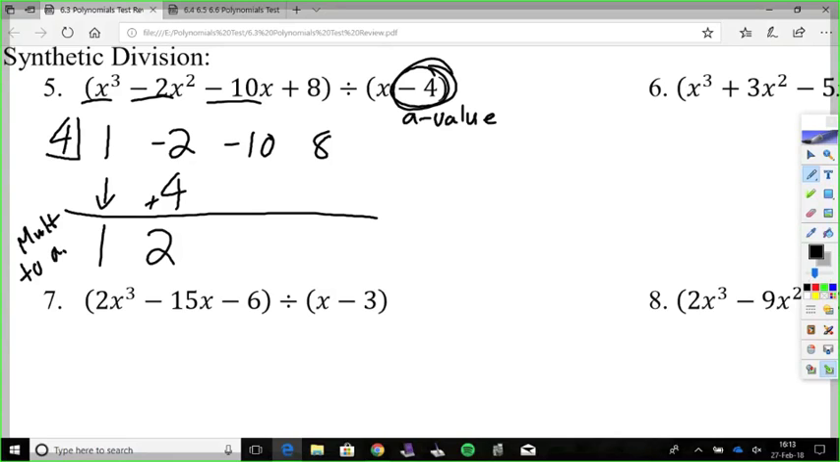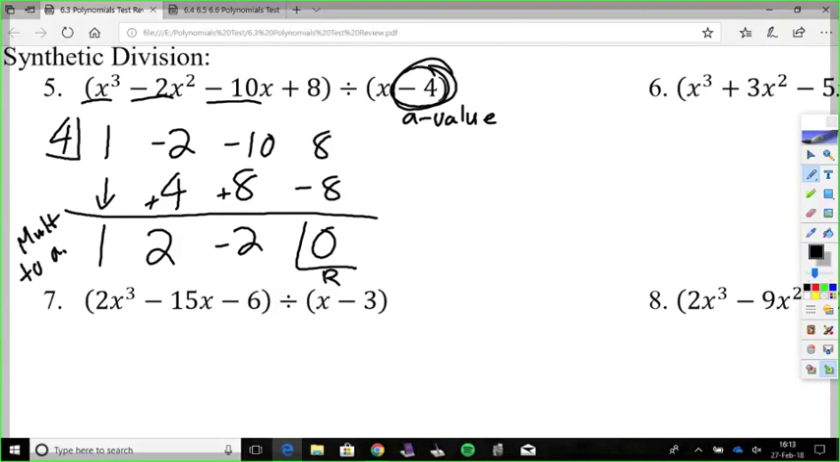Now I'm going to take that 2, multiply it to my a value. 2 times 4 is 8. I'm going to put that 8 under the next term and add them. Negative 10 plus 8 will be negative 2. Now we take the negative 2, multiply that to my a value, and that's going to be negative 8. So we're adding, I know we're adding, but we're adding a negative, so just think of it as subtracting. 8 minus 8 is 0. All right, and now that is my remainder.